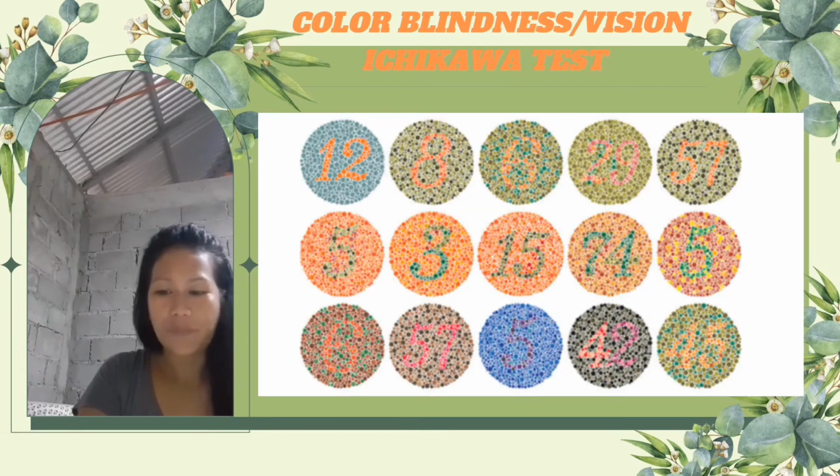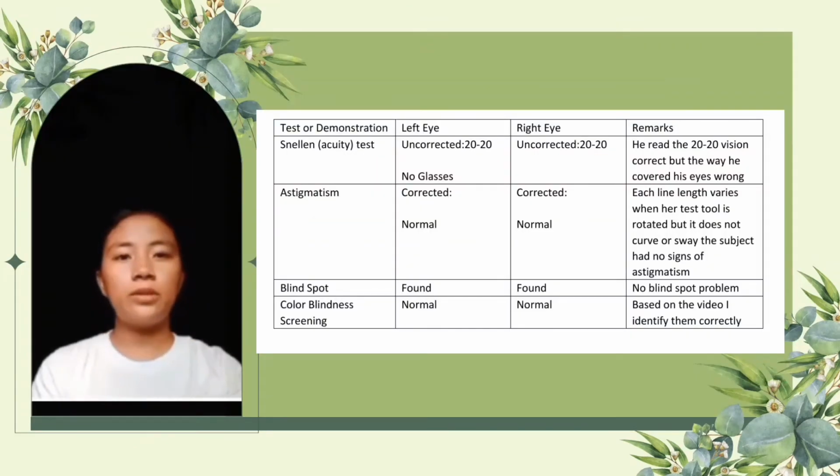Ishihara test book: hold the book plate about 75 cm from the subject, in bright natural light, avoiding glare. Don't touch the figure. Record the numeral seen in each mosaic on the form provided, and only if the subject is color deficient, complete the second form. Tests or demonstrations: acuity test, astigmatism, blind spot, and color blindness screening.